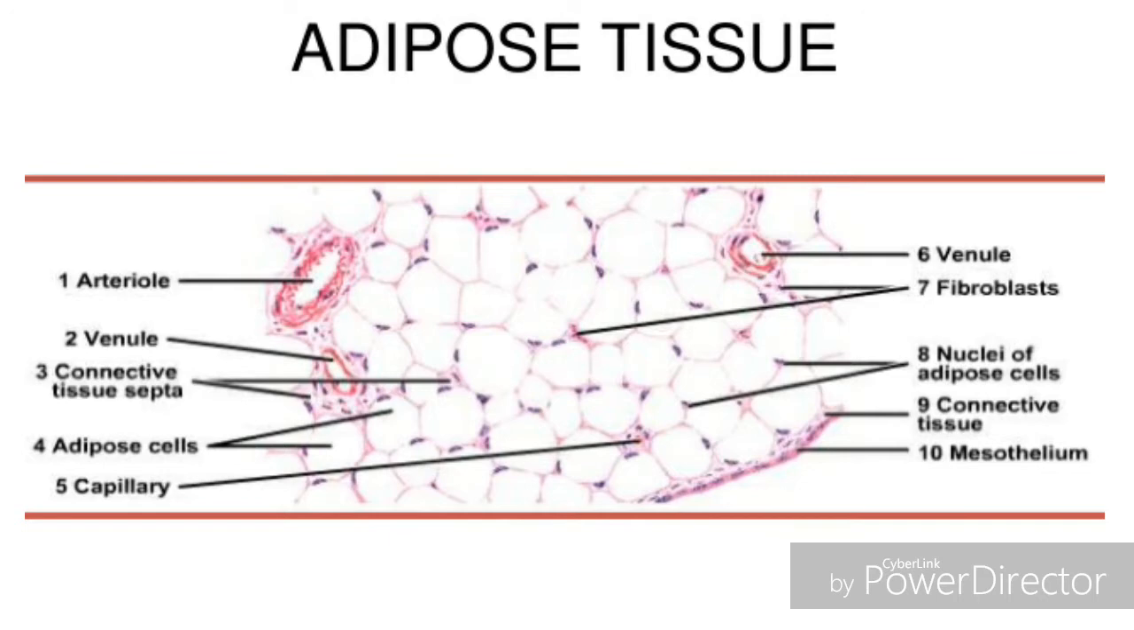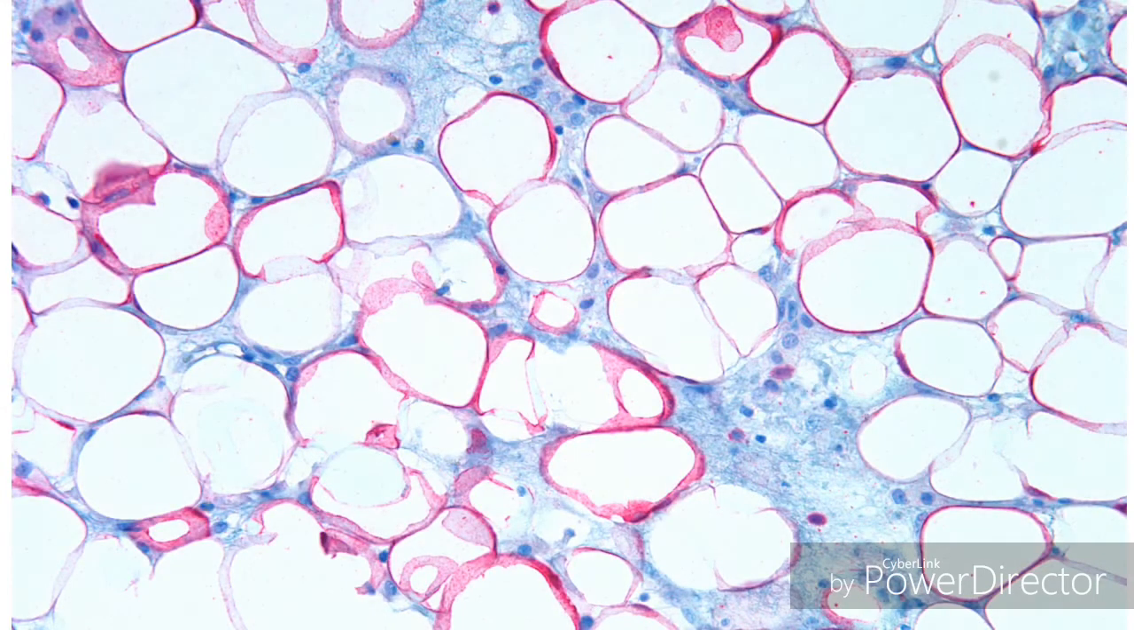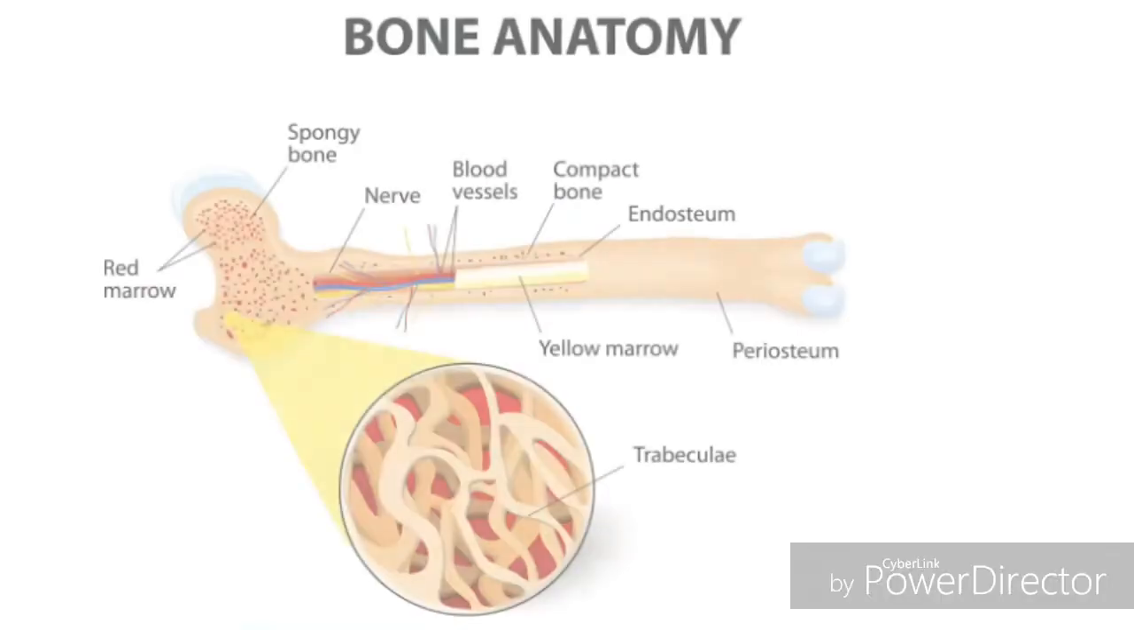Students, in this picture you can observe the adipose tissue and the adipocytes. So this is one type of connective tissue. In this picture also you can see the adipose tissue and adipocytes, which store fat globules. In organic chemistry, we call fats as lipids.